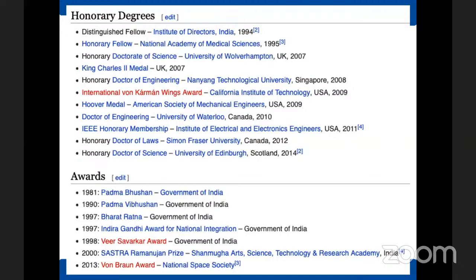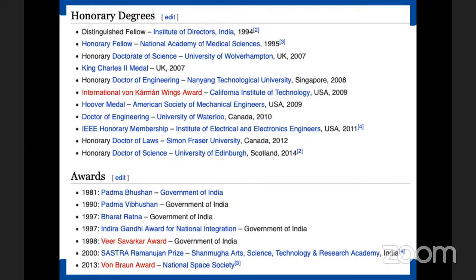Then he received very top-ranking awards from the Government of India, starting from the 1981 Padma Bhushan, and the 1990 Padma Vibhushan, after 9 years. In 1997, one of the topmost awards, the Bharat Ratna. In the same year, he got another award from the Government of India, the Indira Gandhi Award for National Integration. Then the next year, 1998, he got the Veer Savarkar Award from the Government of India, then the SASTRA Ramanujan Prize.